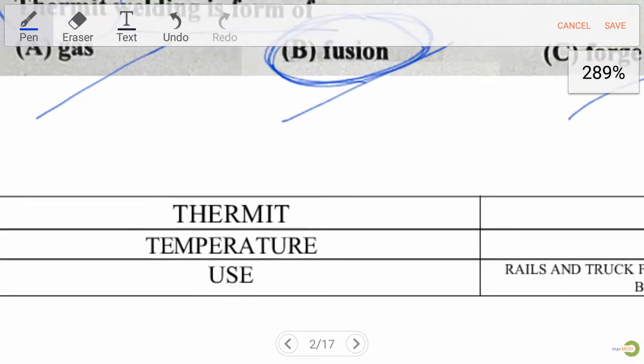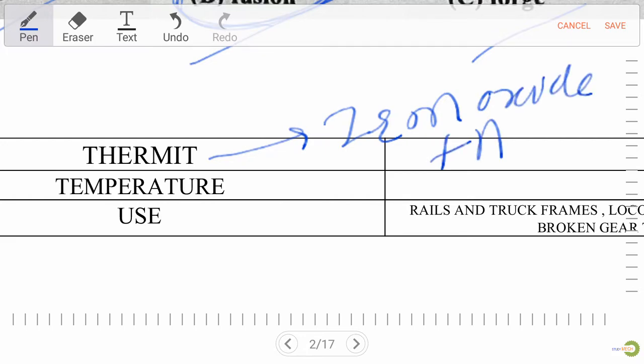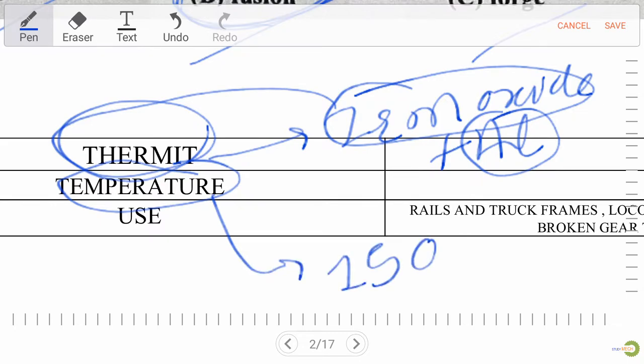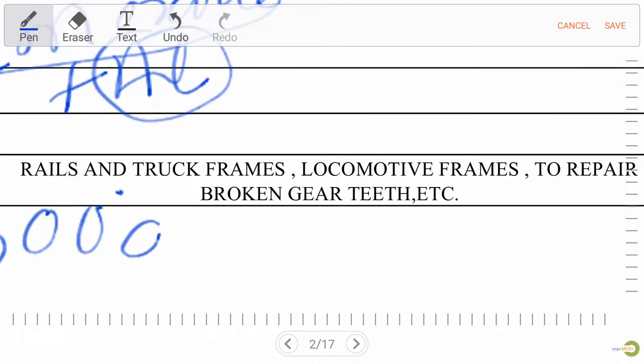Now, what is the meaning of thermite? First of all, thermite is a mixture of iron oxide plus aluminium. Always remember, aluminium plus iron oxide is known as thermite. Now, the temperature developed in this process is up to 1500 degrees Celsius, and the application of this process, let me zoom over here, is rails and truck frames.